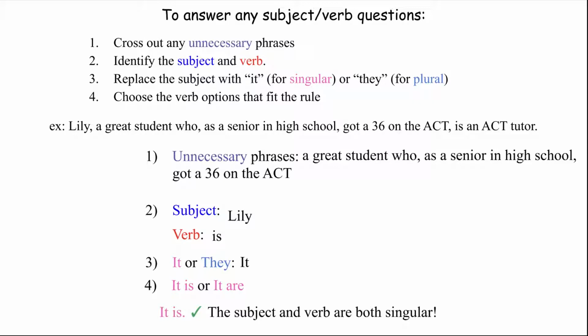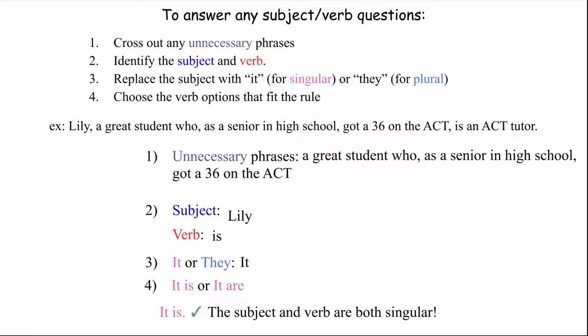All of that, our subject is just the one word, Lily. Our verb in this whole long thing is the word is at the end of the sentence. Our unnecessary phrases are everything in the middle. A grade student who, as a senior in high school, got a 36 on the ACT. We can cross all of those out and still have a complete sentence, just without all the extra fluff. Because we're dealing with a singular subject, we're going to replace Lily with it, and then all we're left with is it is, because we have that singular verb.